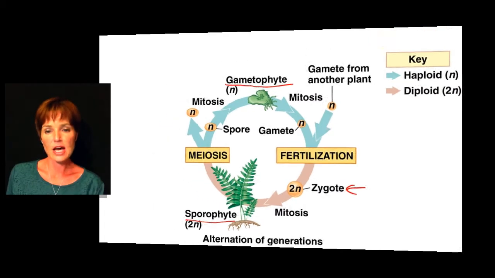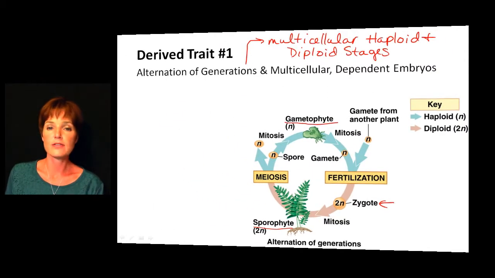Another thing that is unique or derived in the embryophytes is this idea of multicellular dependent embryos. So we're going to have embryos that actually develop there in the gametophyte. They will depend on the gametophyte for their water and for their nutritional purposes. It's going to provide them some protection until they're developed enough so that they can then survive without that nutrition from the gametophyte tissue.